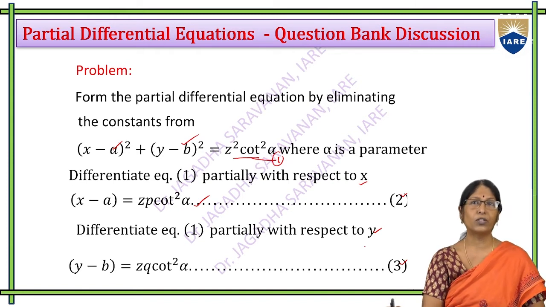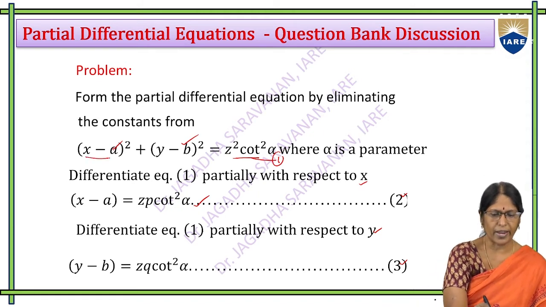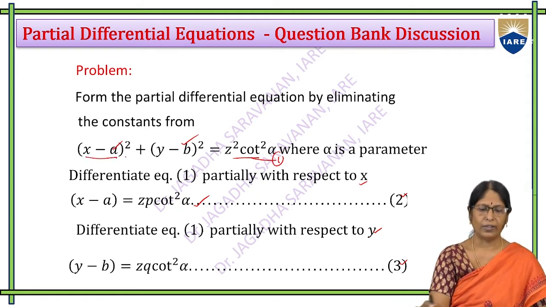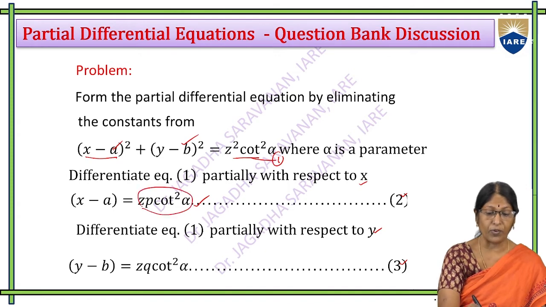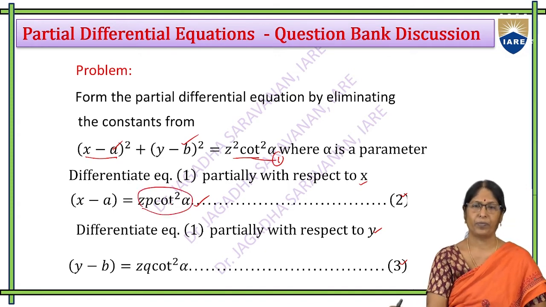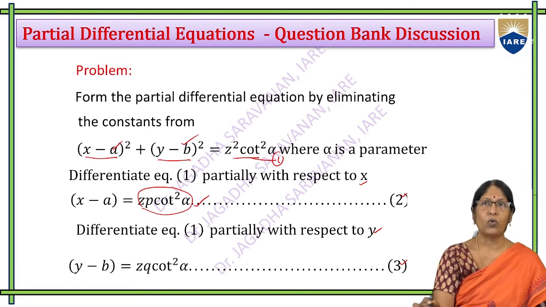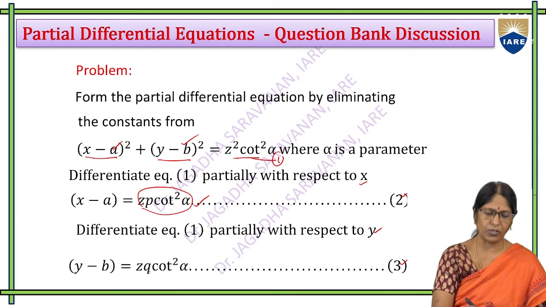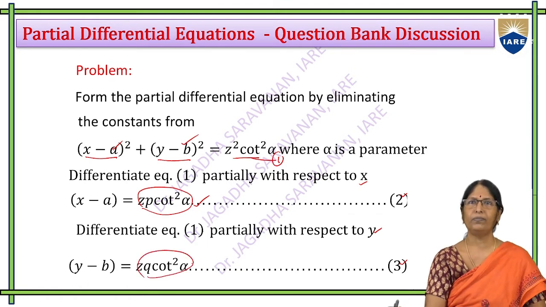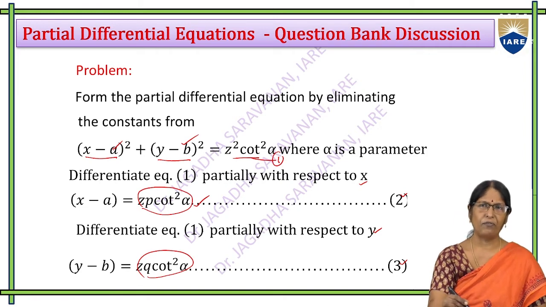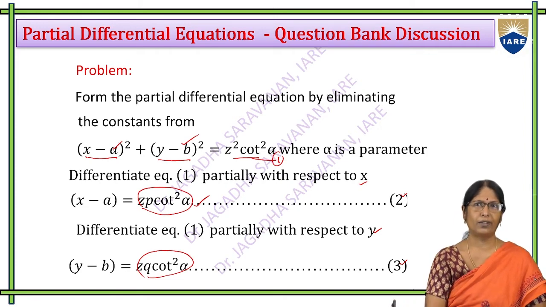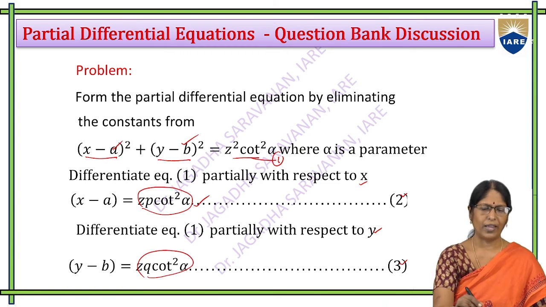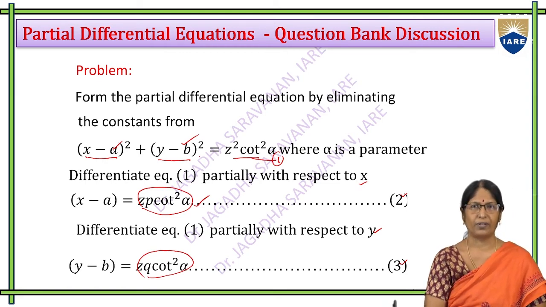From these two results we get that x minus a can be replaced by this, and, what I am underlining here, y minus b can be replaced by this term, zq cot square alpha. If this is done, then finally a and b are replaced.